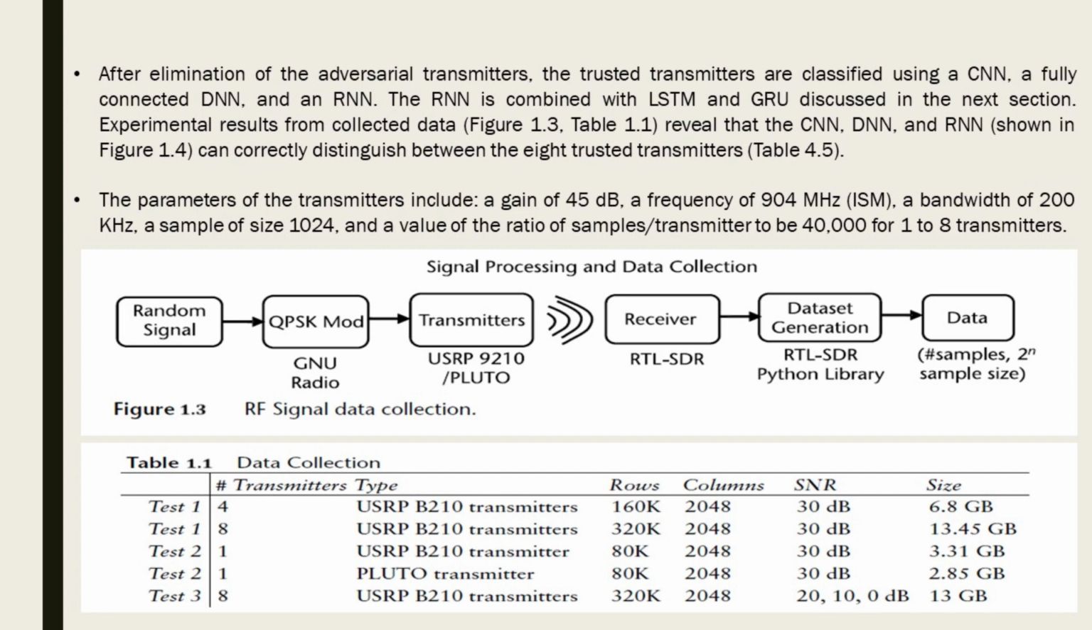The table here shows different test setups with varying numbers of transmitters, from 1 to 8. The tests use USRP B210 and Pluto SDR transmitters to collect data. The size of the dataset varies based on the number of transmitters, with the largest dataset being 13 gigabytes when using 8 transmitters with an SNR of 10 dB.